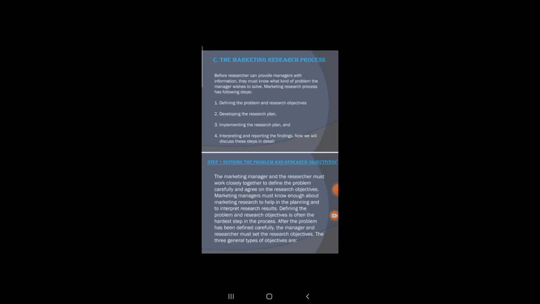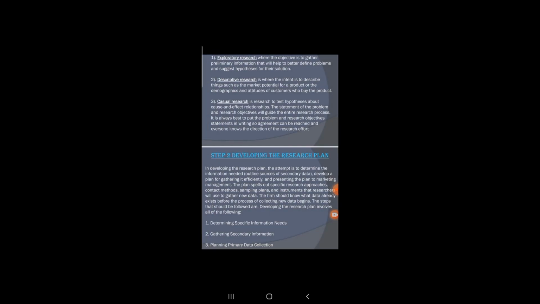The three general types of objectives are: number 1, exploratory research, where the objective is to gather preliminary information that will help to better define problems and suggest hypotheses for their solution. Number 2, descriptive research, where the intent is to describe things such as the market potential for a product or the demographics and attitudes of customers who buy the product. Number 3, causal research, which is research to test hypotheses about cause and effect relationships.